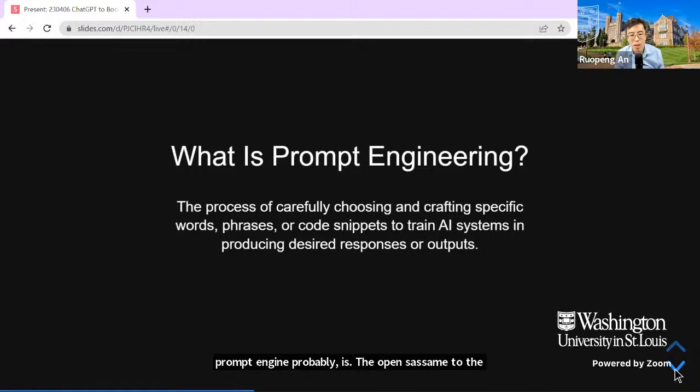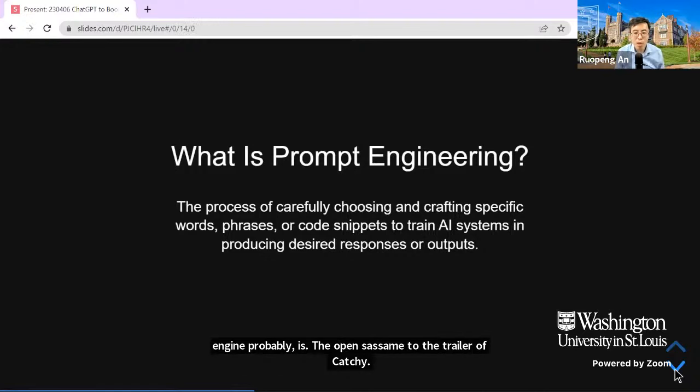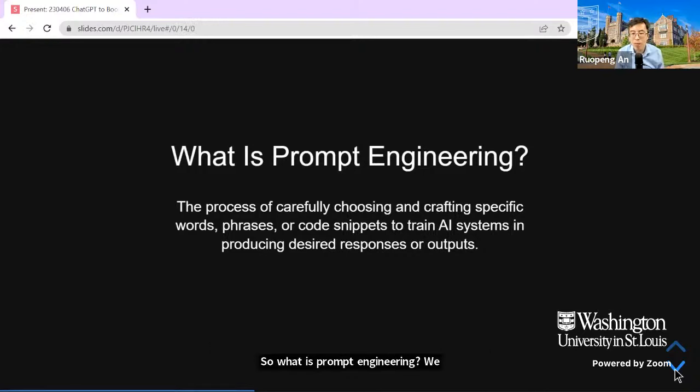So what is prompt engineering? We define prompt engineering as the process of carefully choosing and crafting specific words, phrases, or code snippets to train AI systems in producing desirable responses or outputs. Basically, it's the way that you demand and ask ChatGPT and other natural language models to do what you want them to do.